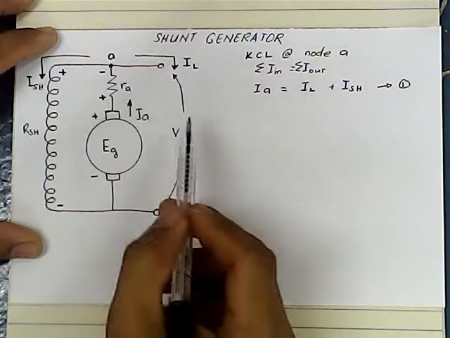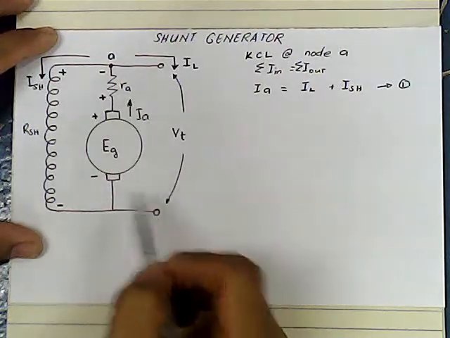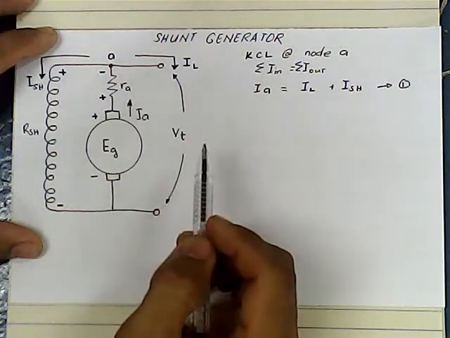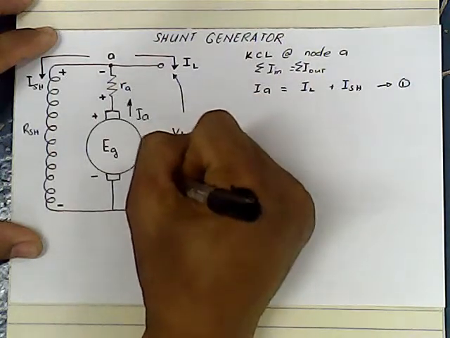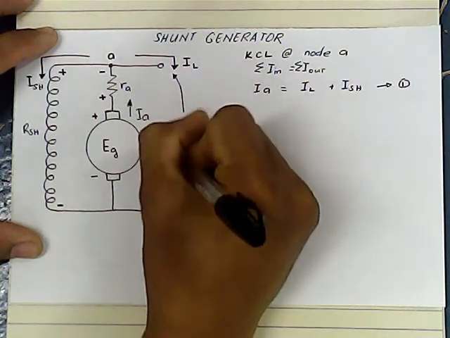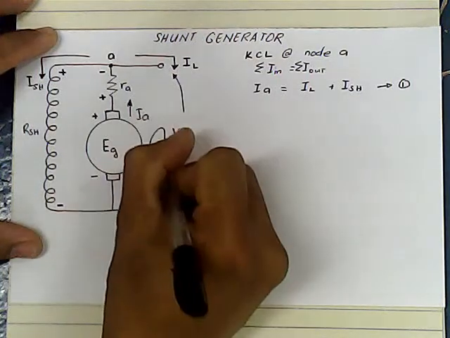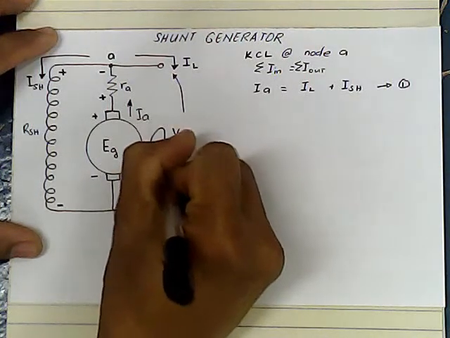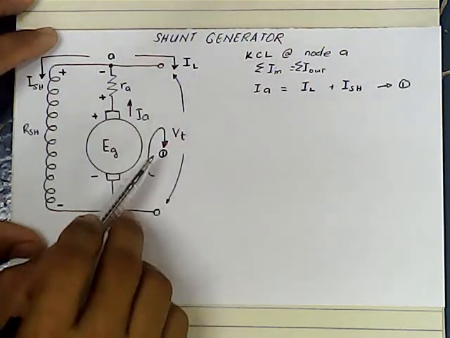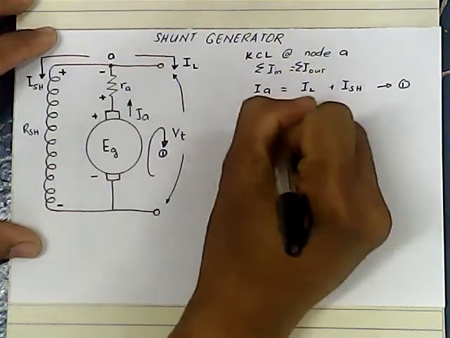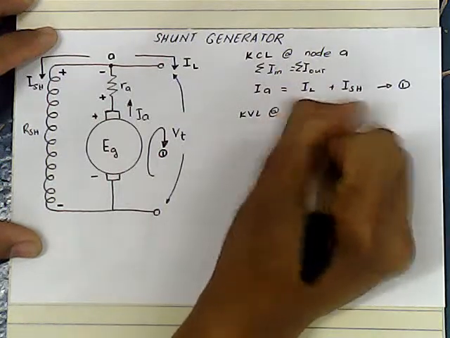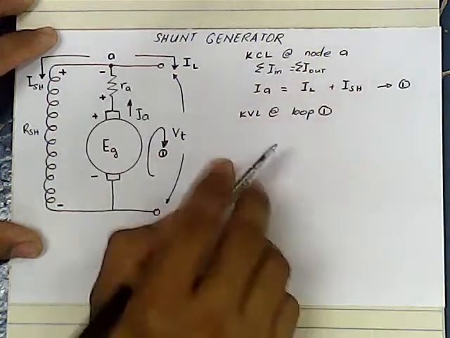Next, establish naman natin yung iba't ibang equations pa dito by using Kirchhoff's voltage law naman. Ang una nating paglalagyan ng loop is dito. Okay, so let us denote this as loop number 1. Okay. So KVL at loop number 1.